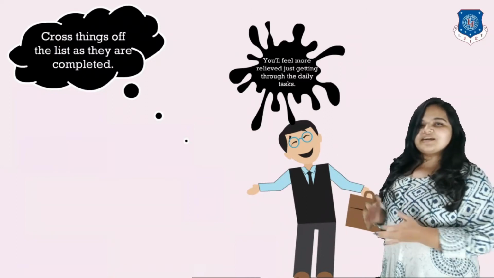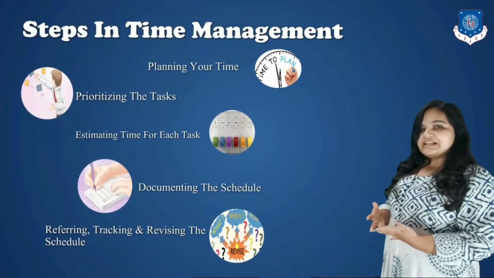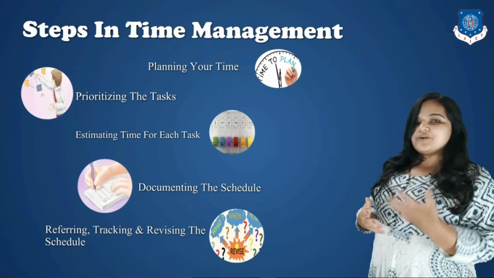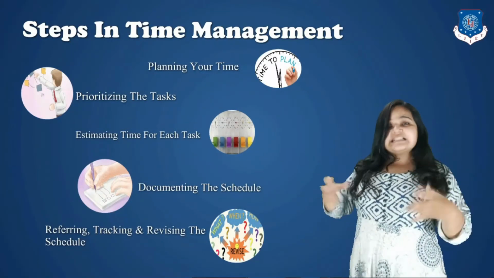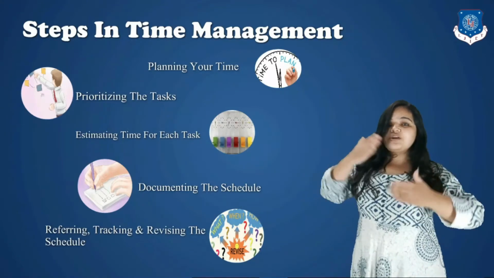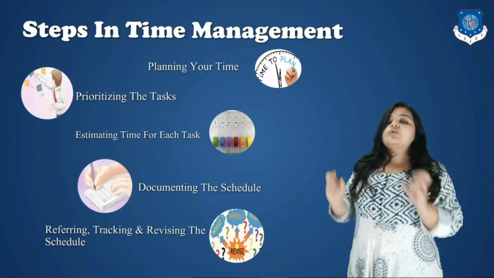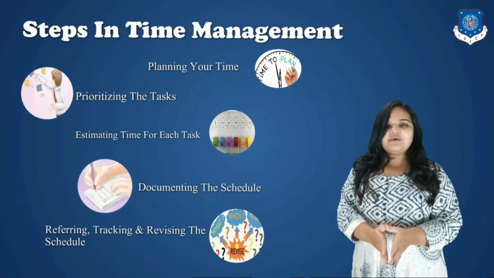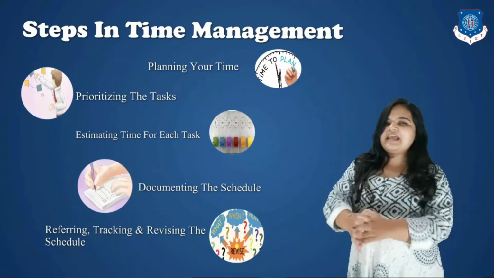Okay, going further. As you remember, students, our remaining 3 steps were that once you plan your time, after that you prioritize your tasks. Thirdly, you will obviously estimate time for each and every task. You will document it, and as I already told you, remember to re-refer to it, track it, and reschedule as and when required. These are the 5 steps. Remember them to manage your time very efficiently.